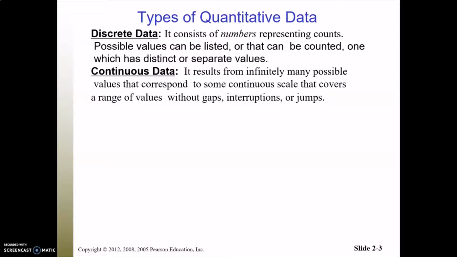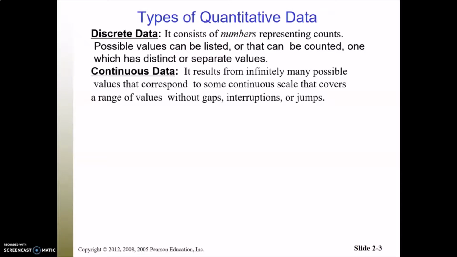The heights of the students in my class, the weights of the students in my class. These are all examples of continuous data. The current temperature, the outside temperature today, is another example of continuous data. Why? Because you measure it. The data values come to you as a process of measurement.